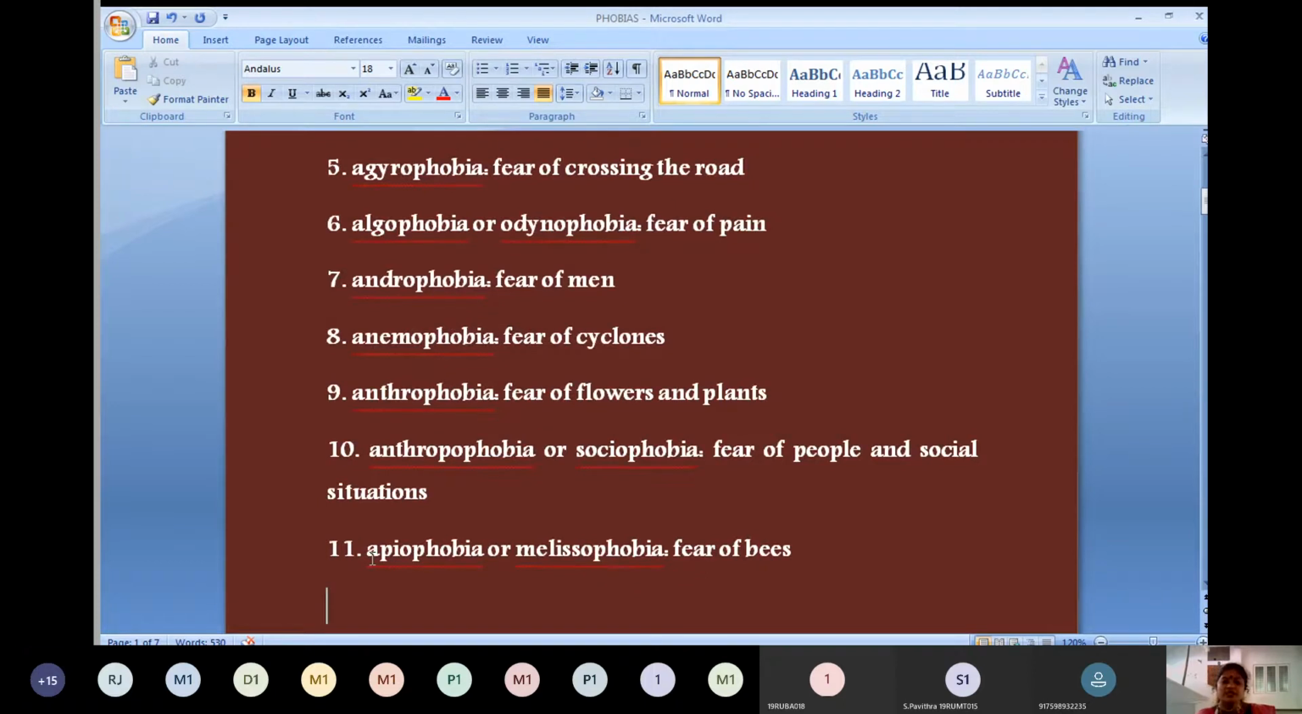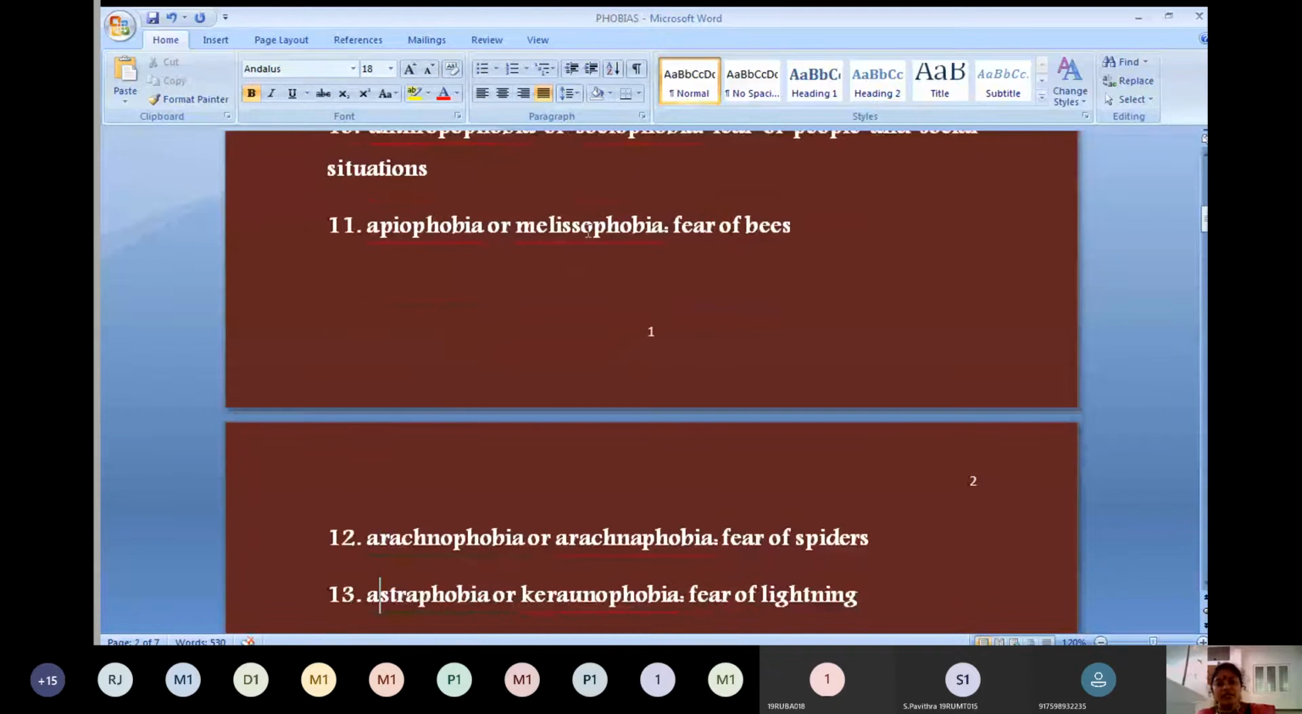Fear of bees, apiophobia or melisophobia. Apiary means collection of bees. Okay, beehive, apiary. Apiophobia, fear of bees.